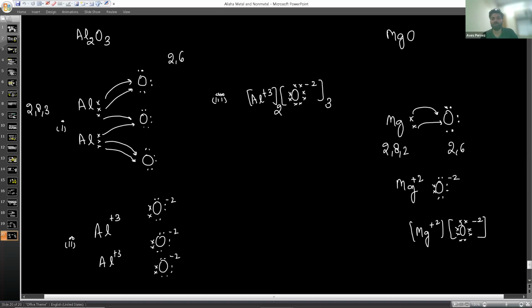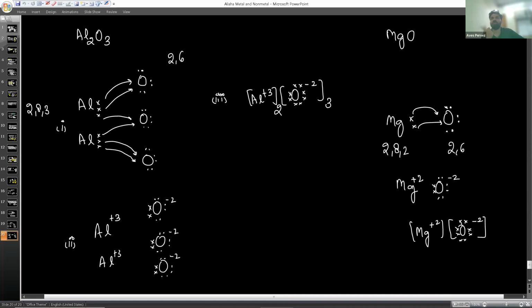Combine together. In general, if I say that when non-metals and metals combine together, they form an ionic compound. They are going to form ionic compounds. Moreover, ions are positively and negatively charged particles.